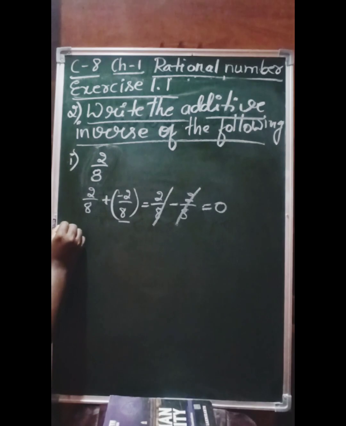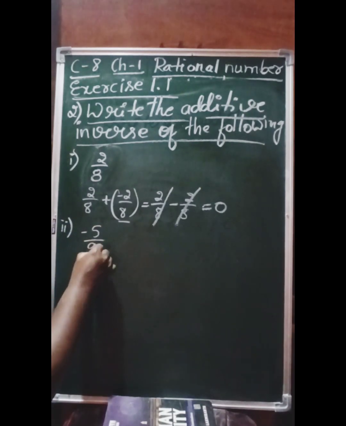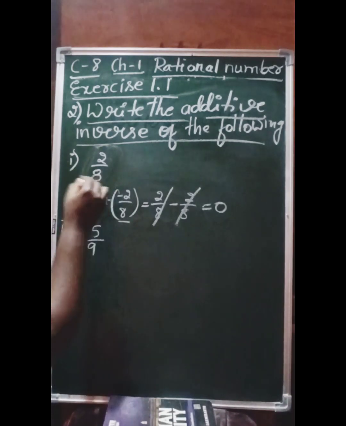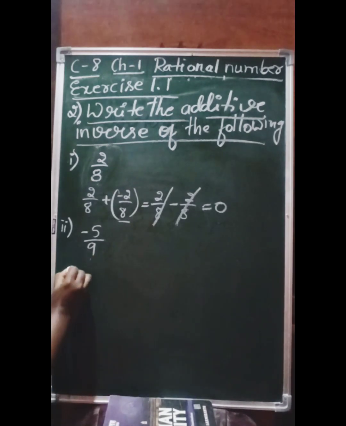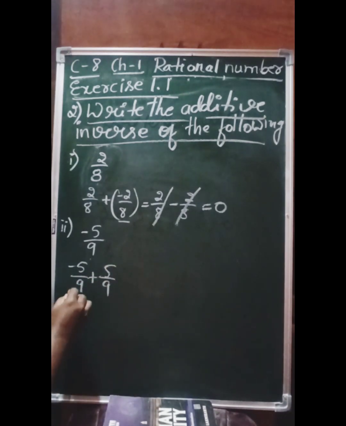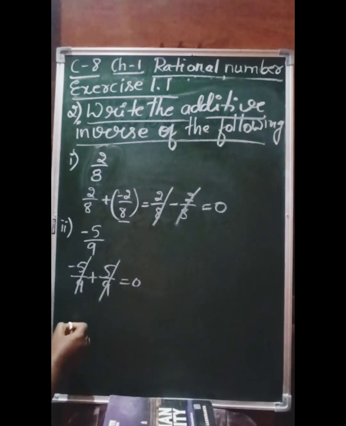Now consider the second problem, that is minus 5 by 9. See here they given minus a, means you have to consider plus a. One thing you remember in this additive inverse, if they given in positive, you consider negative. If they given in negative, you consider positive. Okay, so 5 by 9 plus 5 by 9. So here plus 5 by 9 minus 5 by 9 will get cancelled, you will get 0. So plus 5 by 9 is the additive inverse of the given question.